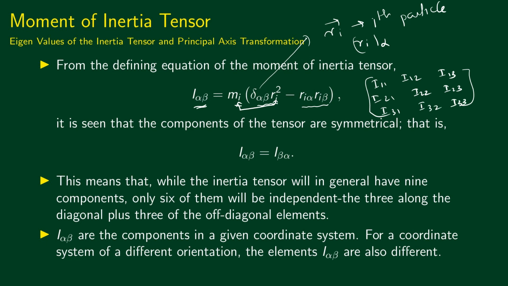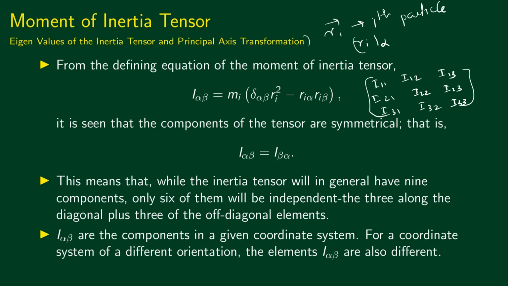But one look at this equation tells us that this is actually a symmetric tensor. That means interchanging alpha and beta does not change the value of the matrix element you are looking at. Because delta alpha beta is clearly symmetric, it's the Kronecker delta. If alpha is equal to beta, it is 1. If alpha is not equal to beta, it's 0. So even if you write this as delta beta alpha, it's going to be the same.